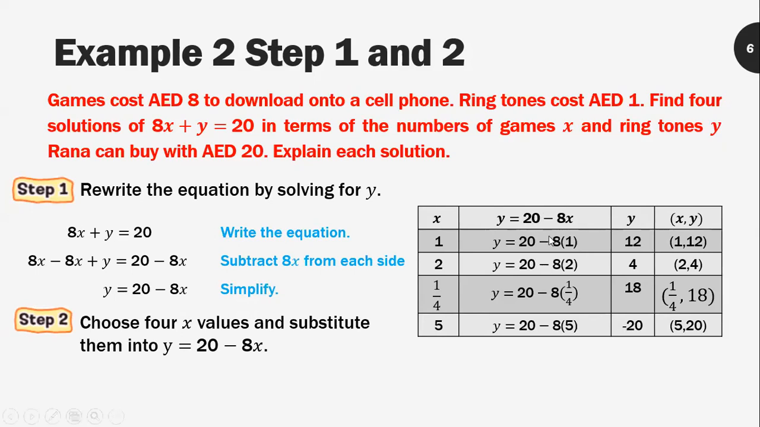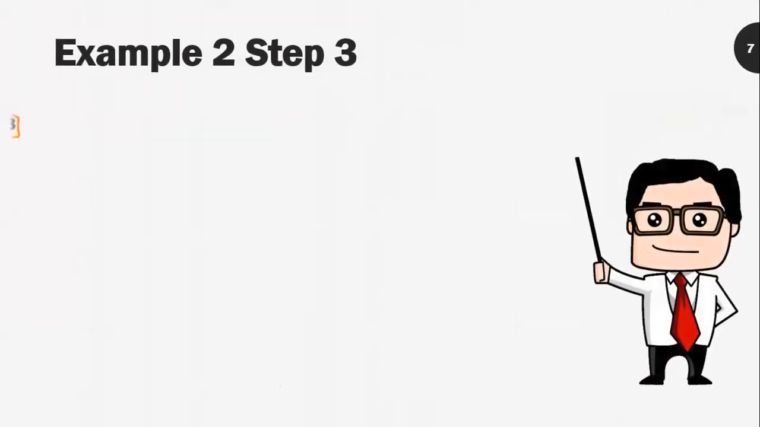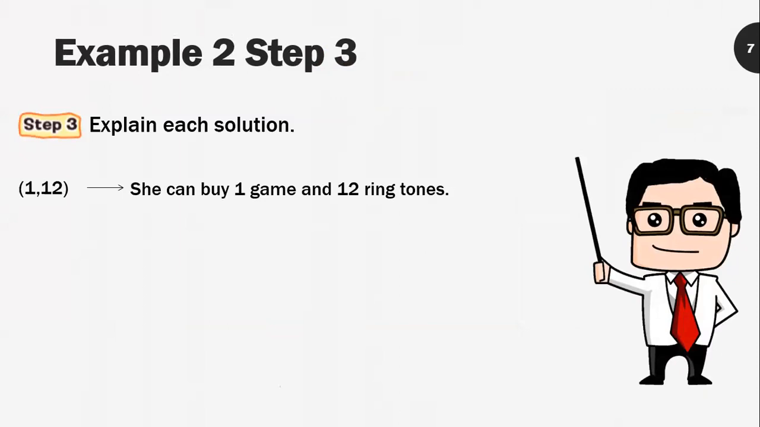So by substituting 1 for x, we get the value 12. So the first solution is (1, 12). And the second is (2, 4), then (1/4, 18), and (5, -20) is the fourth one. Now we interpret the situations, so we'll explain. (1, 12) means that you can buy one game and 12 ringtones.